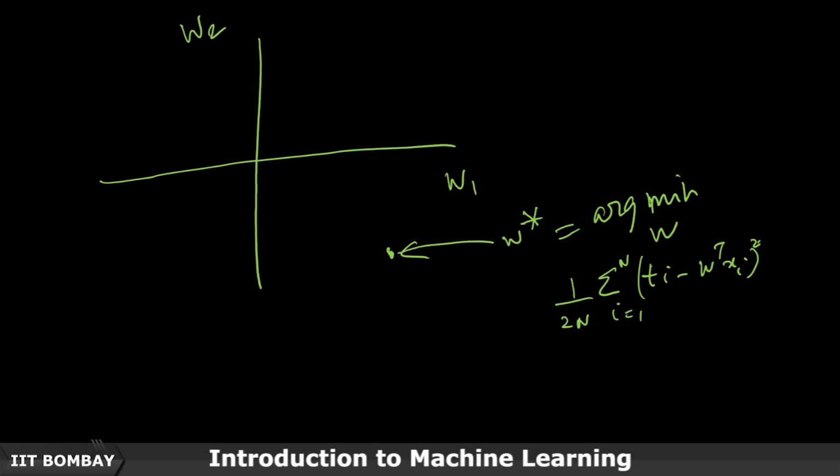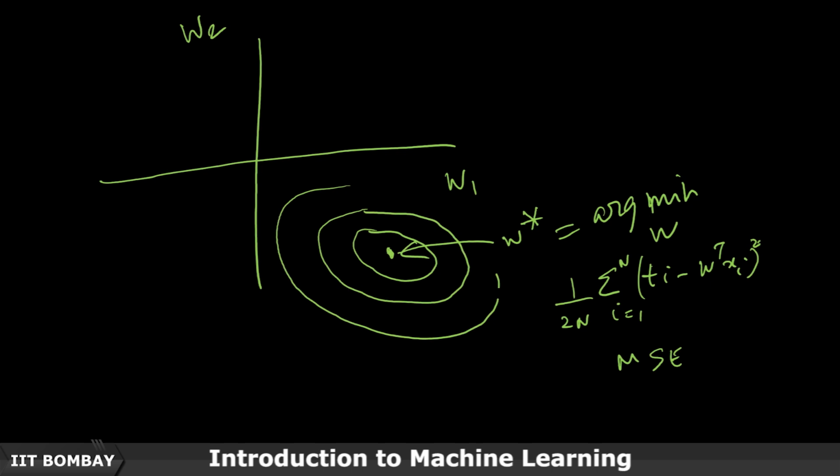And if we don't get this w star, if we use some other w, we will get a slightly higher value of this loss. We will get a slightly higher value of mean square error. So this is your mean square error. Because of that, we will have some contours around it. These are contours of equal error. As we go outside in this bowl, the sum of squared error is increasing. So this is for the sum of squared errors.